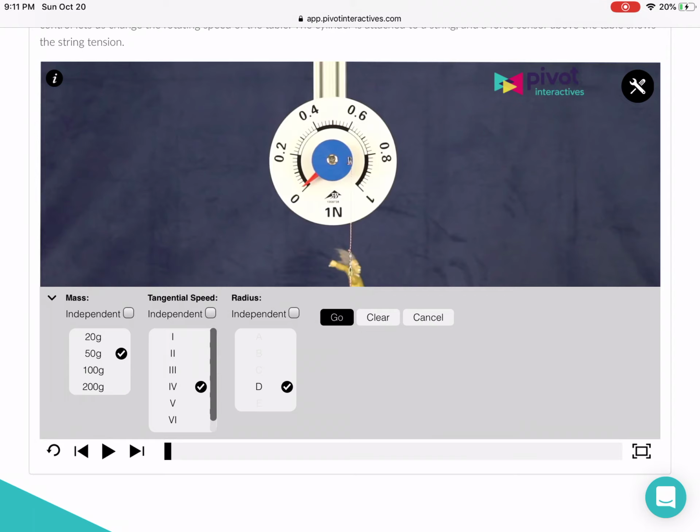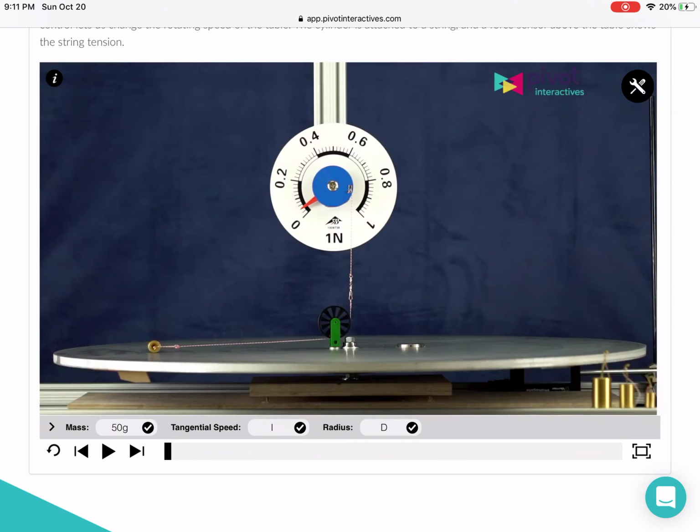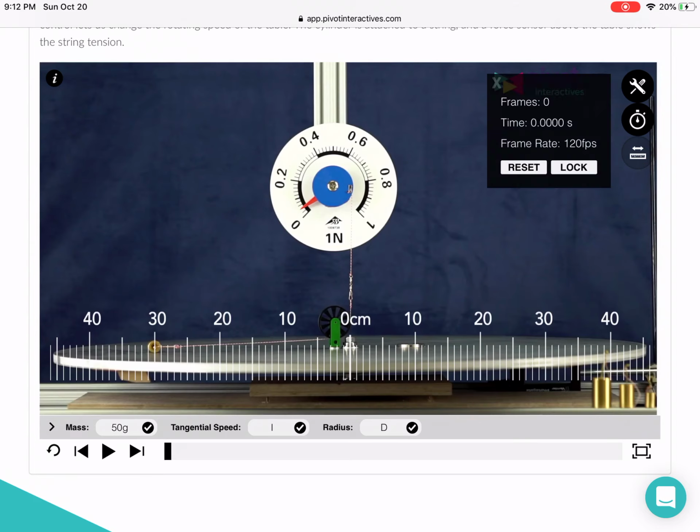So when I said keep the radius at D, this is what I mean. Make sure you click that. And then you'll just click whatever speed you need to use. And then you have to hit go every time you change any of those parameters that you're setting, because otherwise you'll just see the same scenario again, and you'll get the same data again. And that's not what we want. We want to be as efficient as possible today.